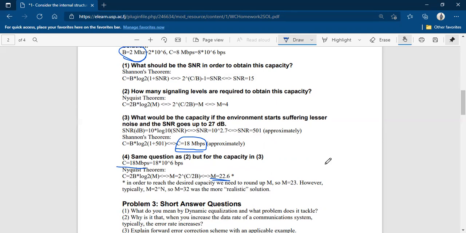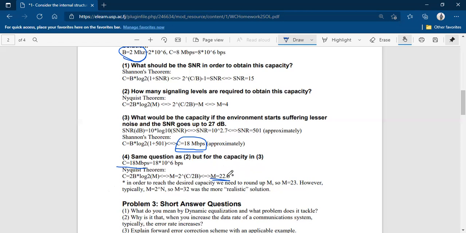Just hold on, let me quickly evaluate this. That will be 2 to the power of C, where C is 18 megahertz, divided by 2B. So 2B is 4. Yes, I'm getting M is equal to 22.6.